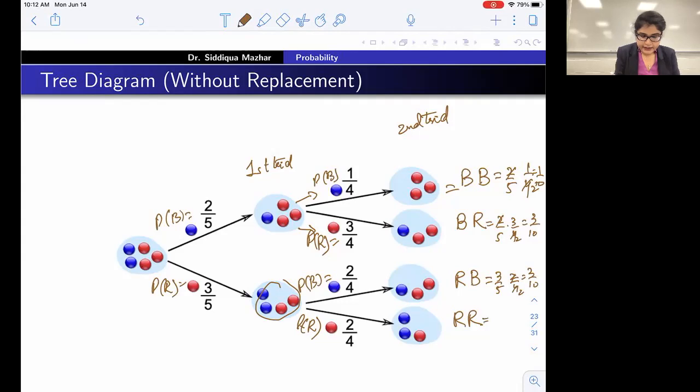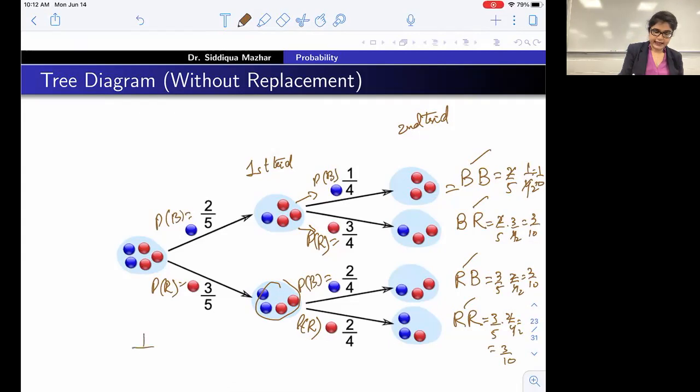Again, you look for red, red. So what are the options? What were the probabilities? 3 by 5 times 2 by 4. You simplify it, this is giving you 3 by 10. Again, coming back to my point, how can you check that your experiment is correct? You have to add all of these options. So what are the options we find out? What is the blue probability?